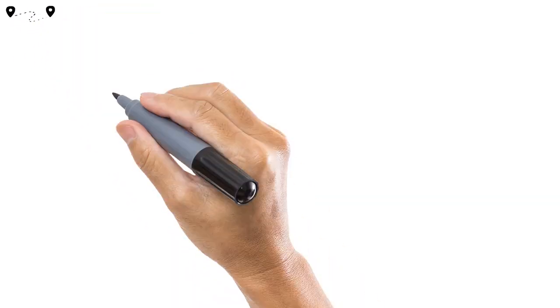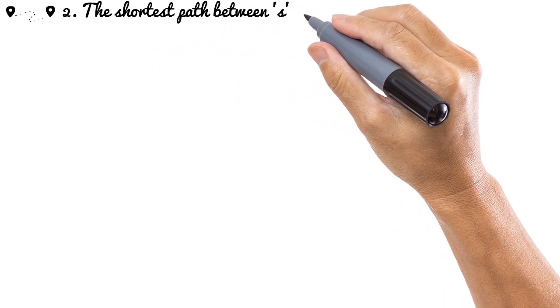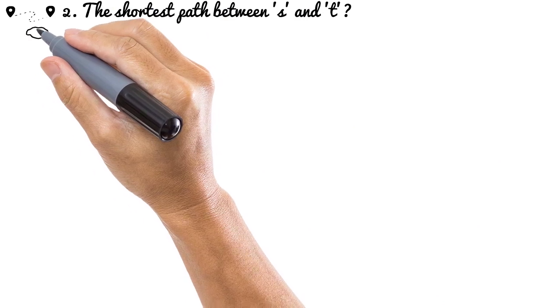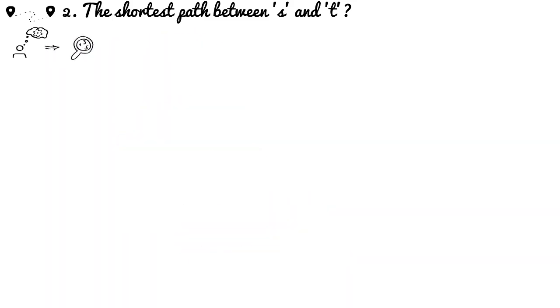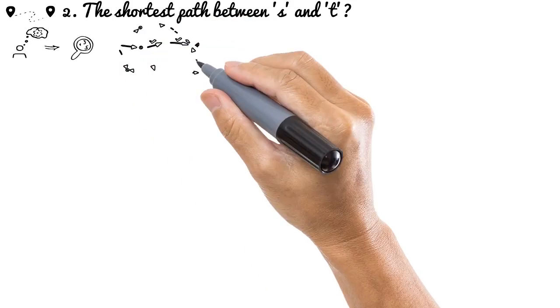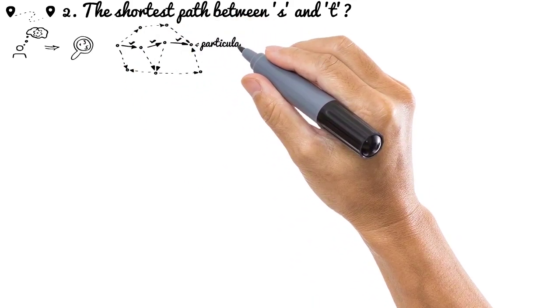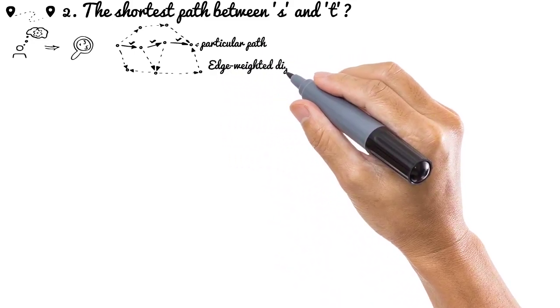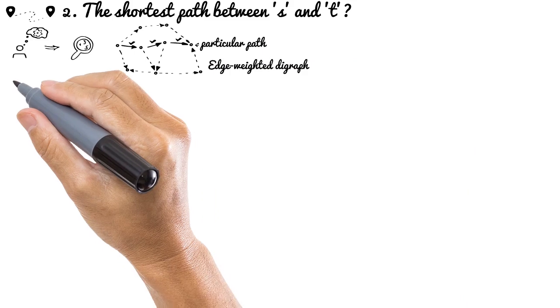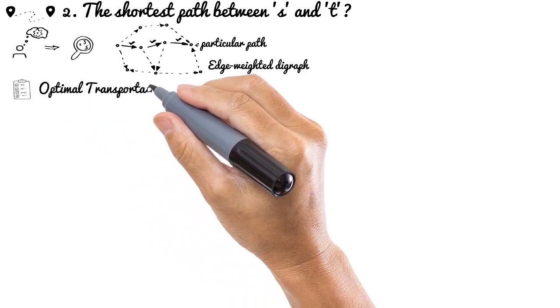Path group. Second use case. What is the shortest path between S, source vertex, and T, target vertex? While the previous task was a qualitative one, where we are good as long as we can find any path, this task is quantitative. We're interested in just one particular path among potentially several available. Since direction from source to target vertex is important, an edge-weighted D-graph is used. Optimal transportation problems could be in focus.